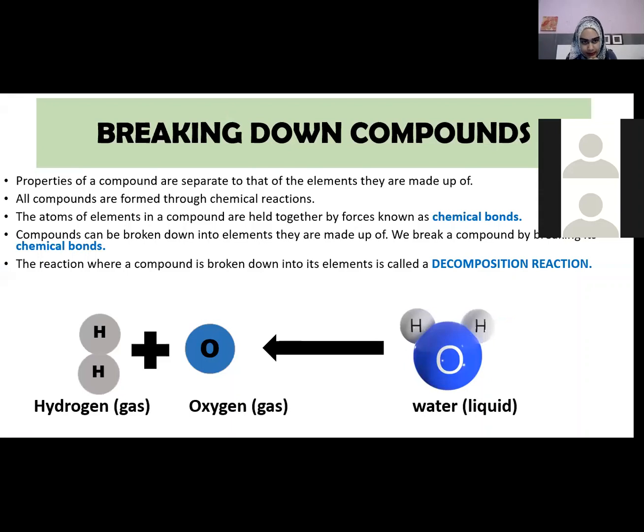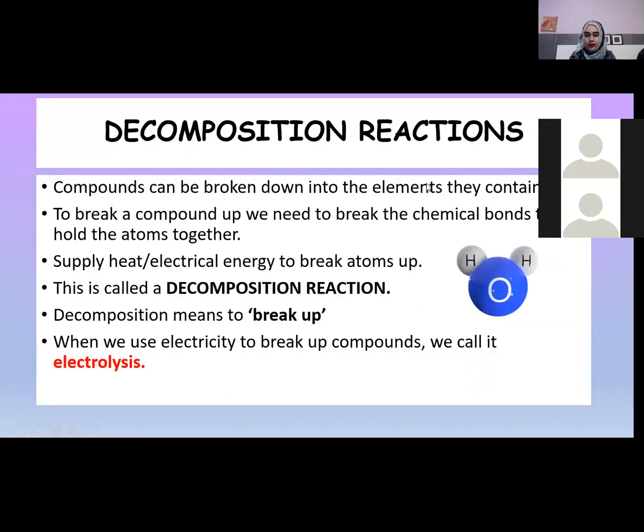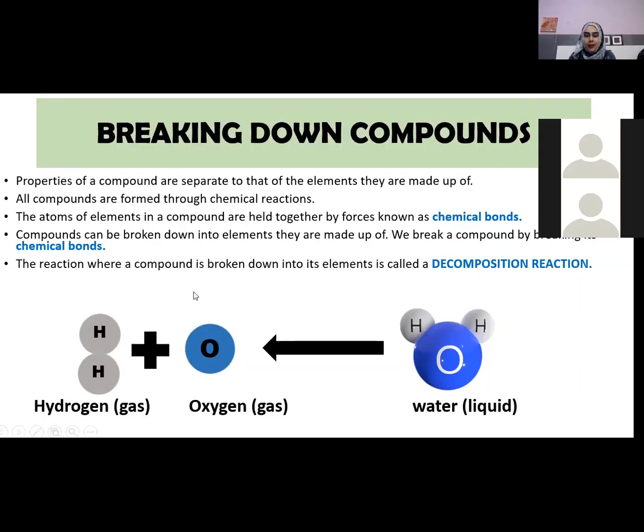To back up a little bit, we spoke about breaking down compounds in our last lesson. And we said that if you look at point number 3, the atoms of elements in a compound are held together by forces known as chemical bonds. Next point. Compounds can be broken down into the elements they are made of, and we break down a compound by breaking its chemical bonds. The reaction where a compound is broken down into its elements is called a decomposition reaction.